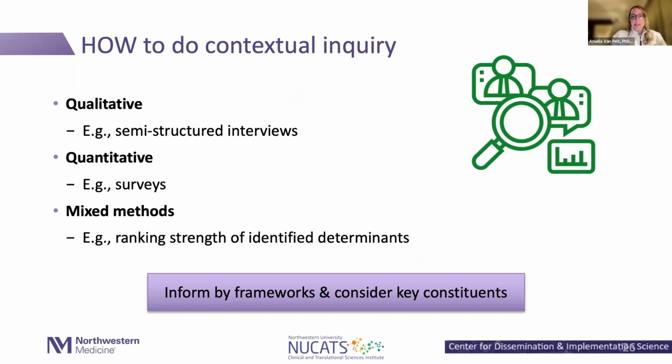So how do you do this contextual inquiry? You know what your framework is now, but what do you actually do? So you can use qualitative research methods like semi-structured interviews. You can use quantitative methods like surveys. You can also consider mixed methods, which I think is pretty cool, where you can do some qualitative work to identify implementation determinants. And then you could put those determinants into a survey and have your constituents or various folks rank the strength of those implementation determinants, for example.